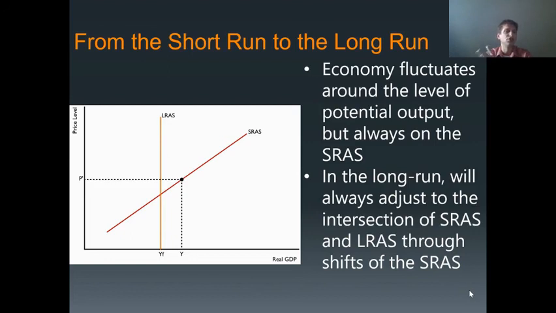It will always readjust. And that's going to be caused by shifts of the short run aggregate supply curve. And once again, this is stuff that we'll get into a bit, why that occurs and how exactly that occurs a bit later on. For now, just know that it does occur. And that's all you have to know for now for the short run aggregate supply curve.